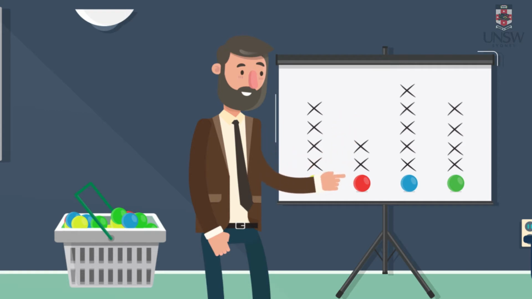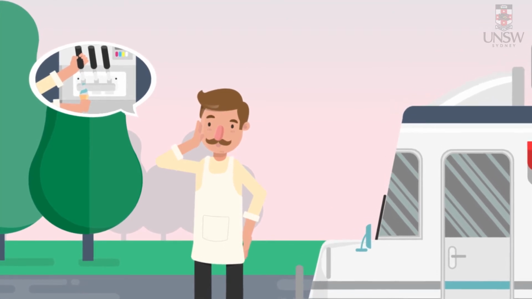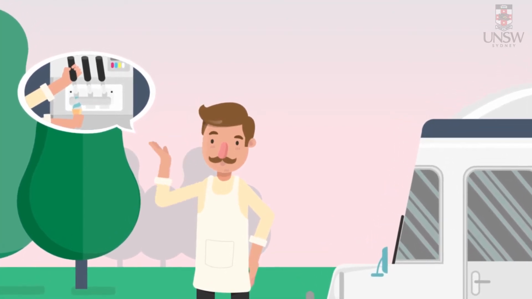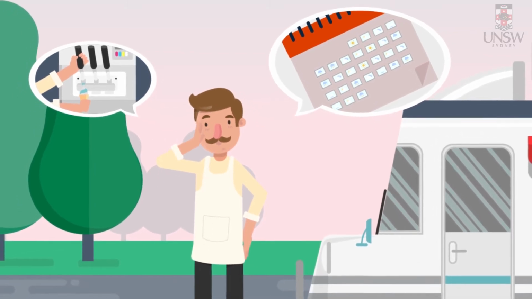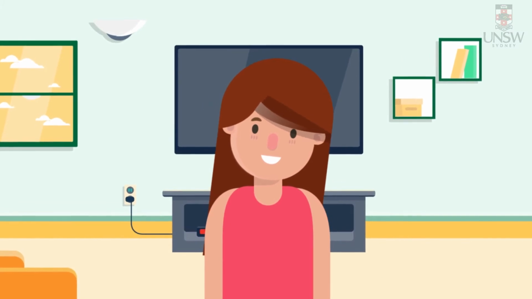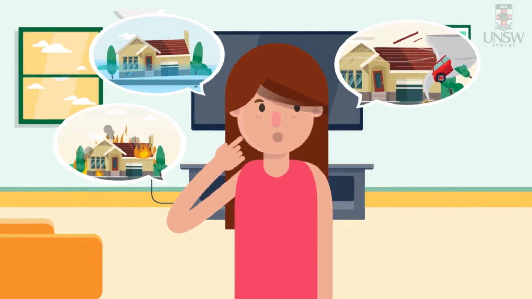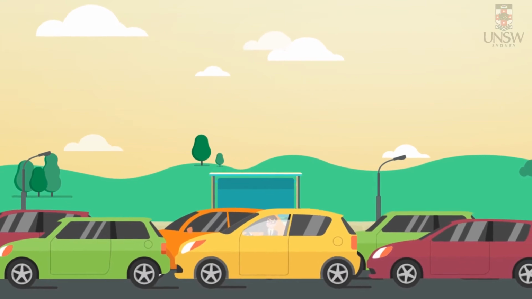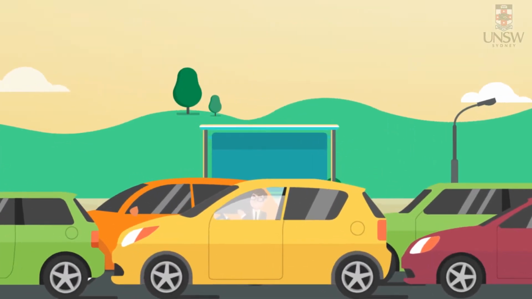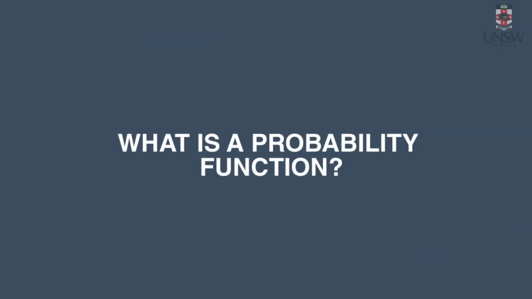Often, one uses probabilities to help people make decisions in the presence of uncertainty. For instance, Andres, the ice cream maker, will consider the probabilities associated with good or bad weather in the next few days when deciding how much ice cream to produce. Katja will consider the probabilities of her house flooding, burning, or being damaged by a storm when deciding on her building insurance. Kevin will consider the probabilities of having a traffic jam on the motorway when deciding how to drive to work.